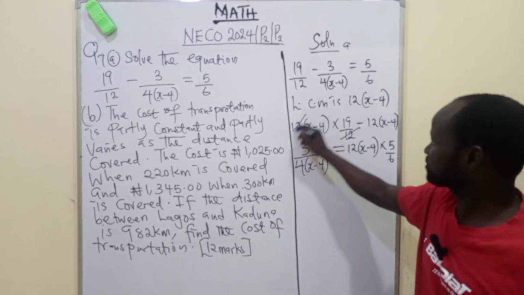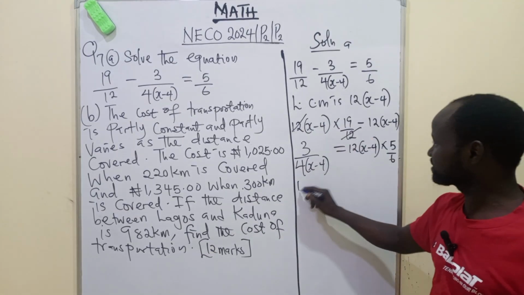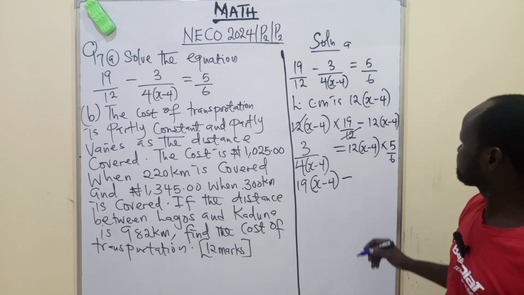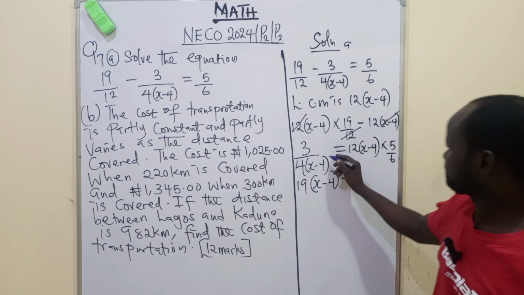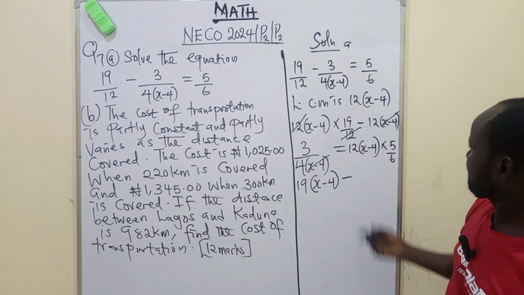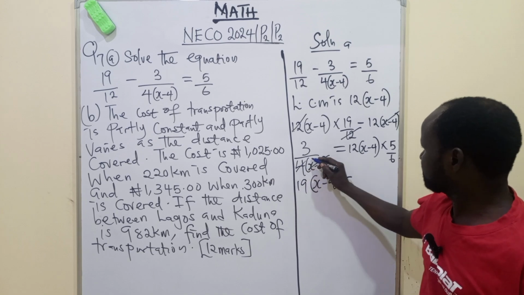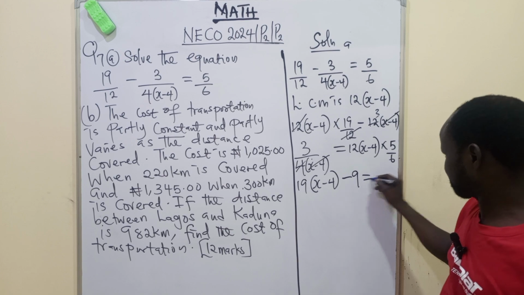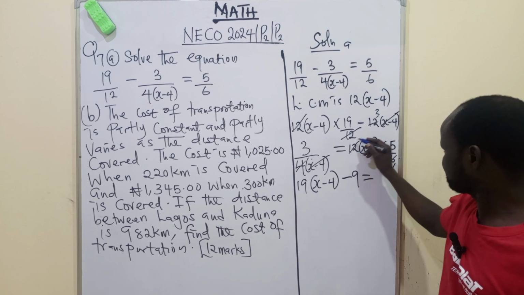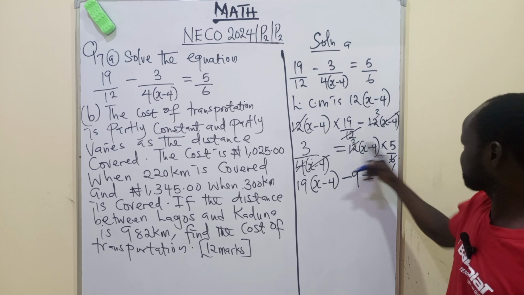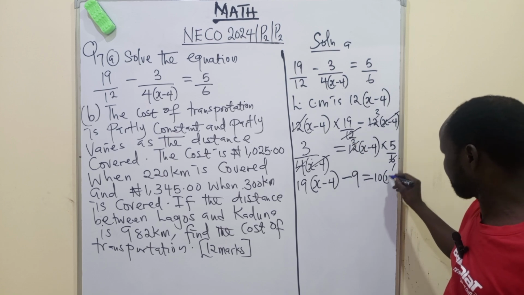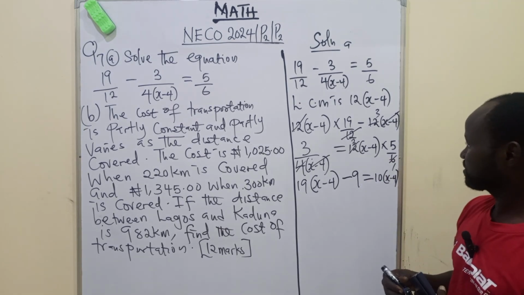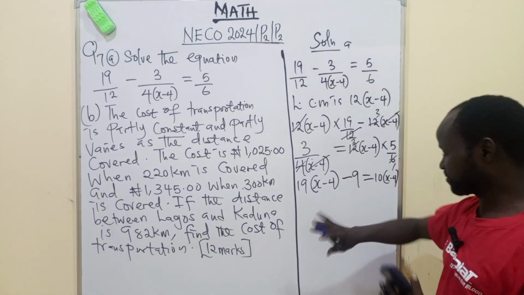So we can say 12 will divide 12, which is 1. We're left with 19 into x minus 4. This will be minus, this will divide this. Then we can as well say 4 here, 1, 4 here, 3. Then we'll be left with 3 times 3, that will be 9. This will be equals to 6 here, 1, 6 into 12 is 2. We can say 2 times 5, that's 10. This will be 10 into x minus 4. So you have to be careful when you are clearing the fraction. Okay, next we can clear the bracket now. After clearing the fraction, we clear the bracket.